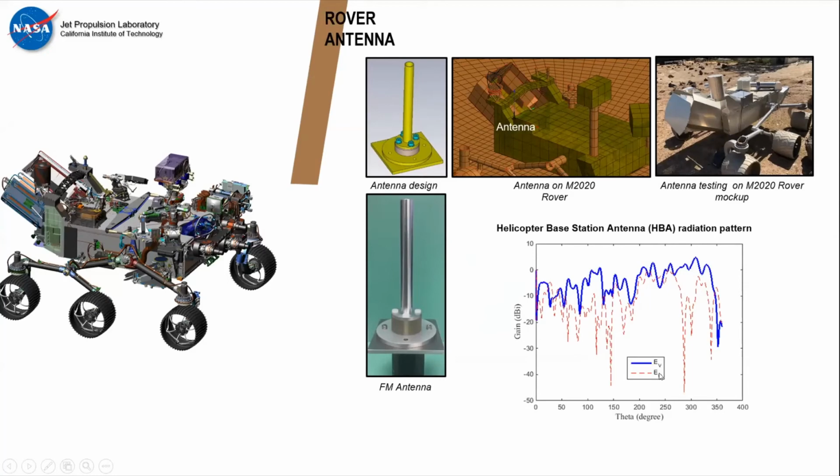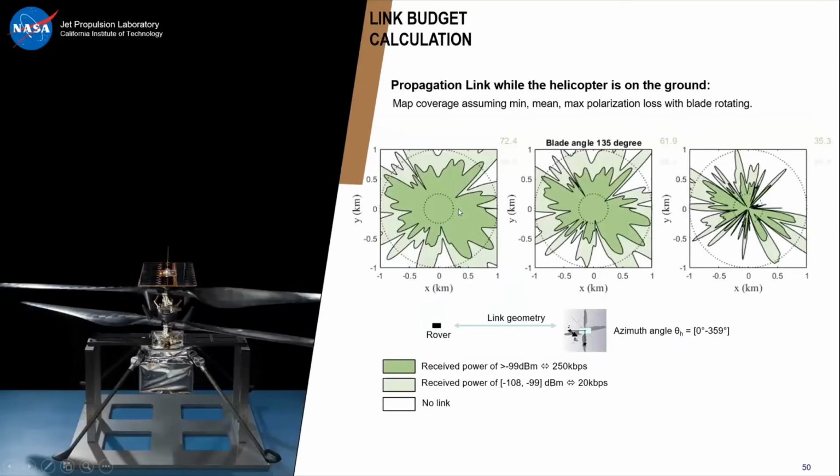V polarization is what we're using. H polarization is the cross pole. This is the map that we have when the helicopter is on the ground, when it's landed. And this is when we will transmit most of the images back to the rover. We can achieve 250 kilobits per second in the dark green spots, and we can achieve 20 kilobits per second in the light green spots. The center circle has a diameter of 250 meters, and the outer circle is 1 kilometer in diameter. Most of the communication is going to happen within this 200 meter diameter. And so on average, we will be fairly good in most cases.